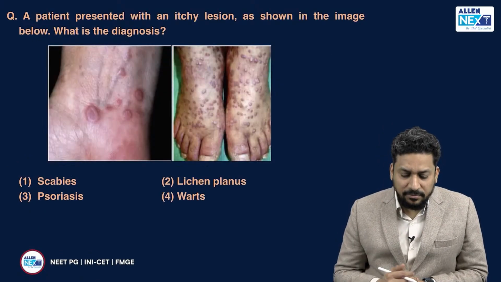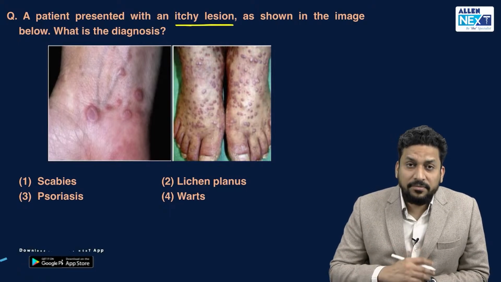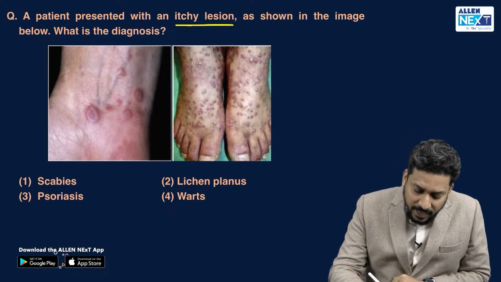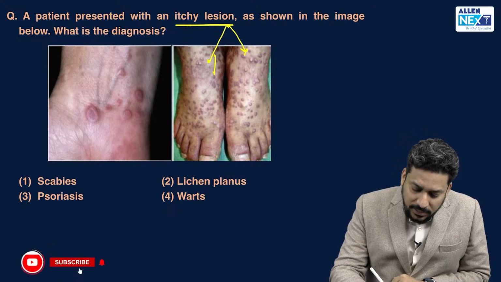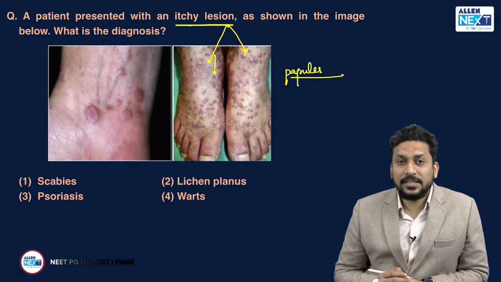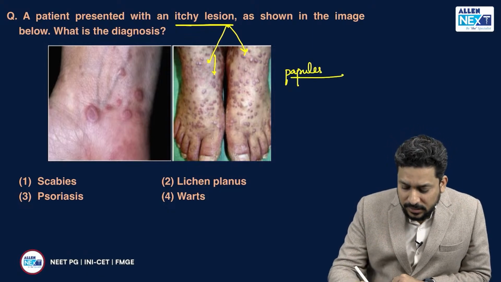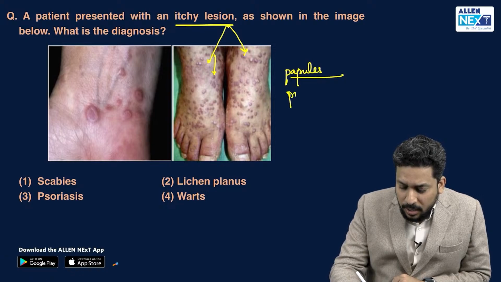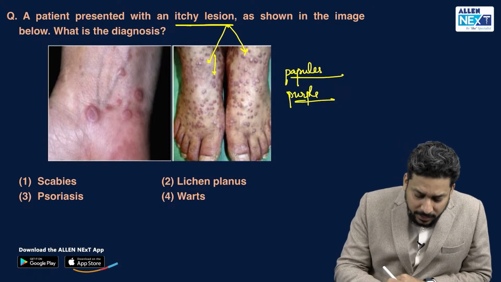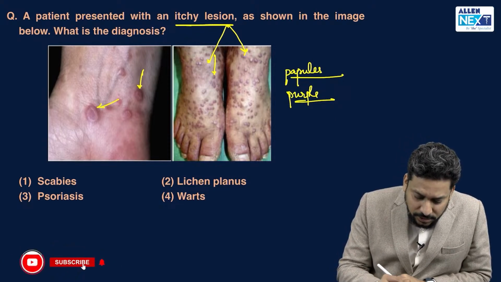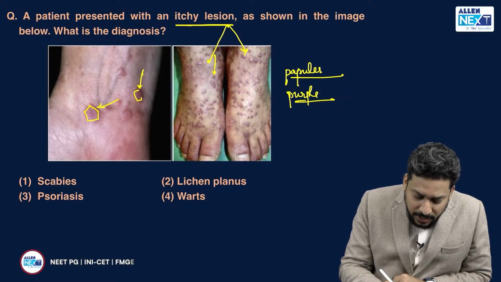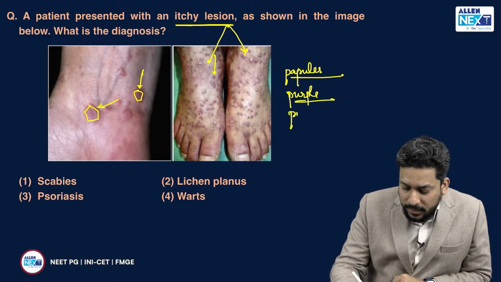Then a patient presented with an itchy lesion. So these are very itchy lesions as shown in the image below, and if you see them closely, all of them are very small lesions. These are papular lesions, so papules are present. If you look at the color of the lesions, they are slightly violaceous or purple in color. They are very small papules, and if you look at the shape of these lesions closely, they are not exactly round but slightly polygonal in shape.